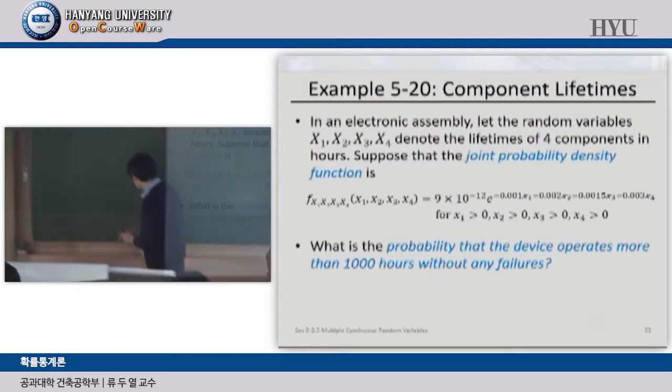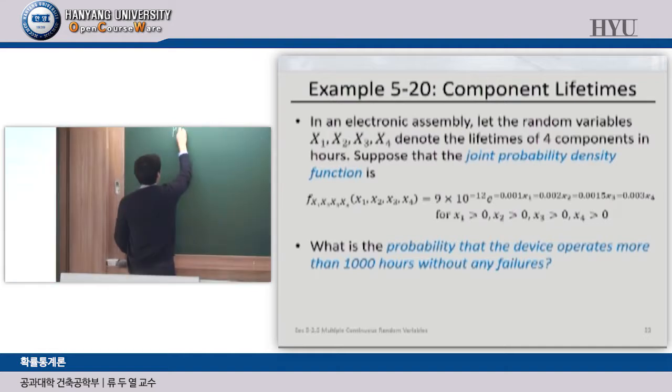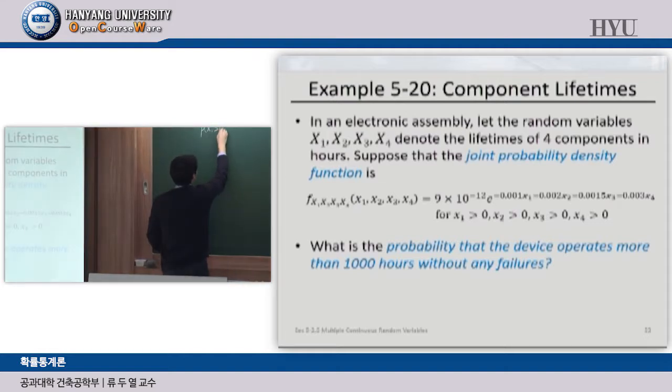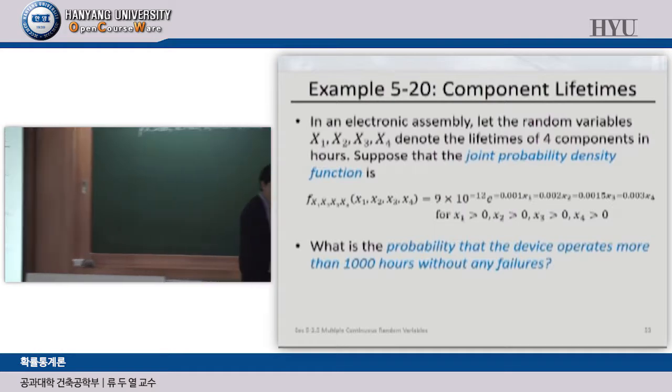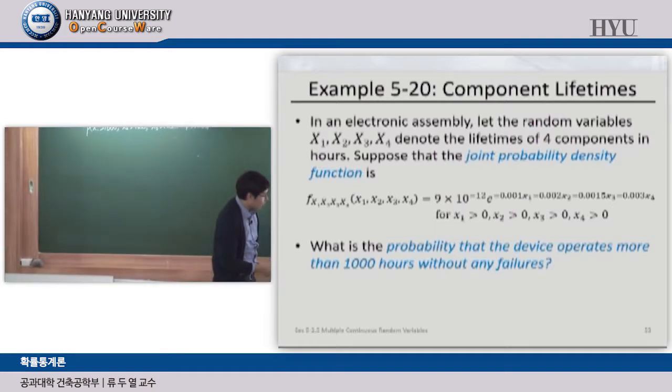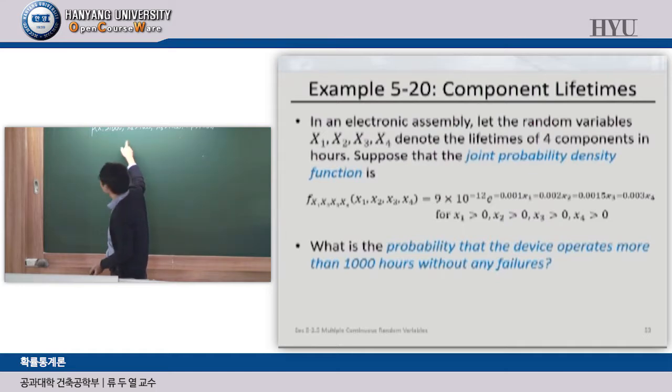That is the question. For this question, we have to calculate the probability that x1 should be larger than 1,000, and x2 should be larger than 1,000, and x3 also should be larger than 1,000, and x4 should be larger than 1,000. Because we have to find the probability that the device operates more than 1,000 hours without any failures. So all these 4 random variables should be larger than 1,000.